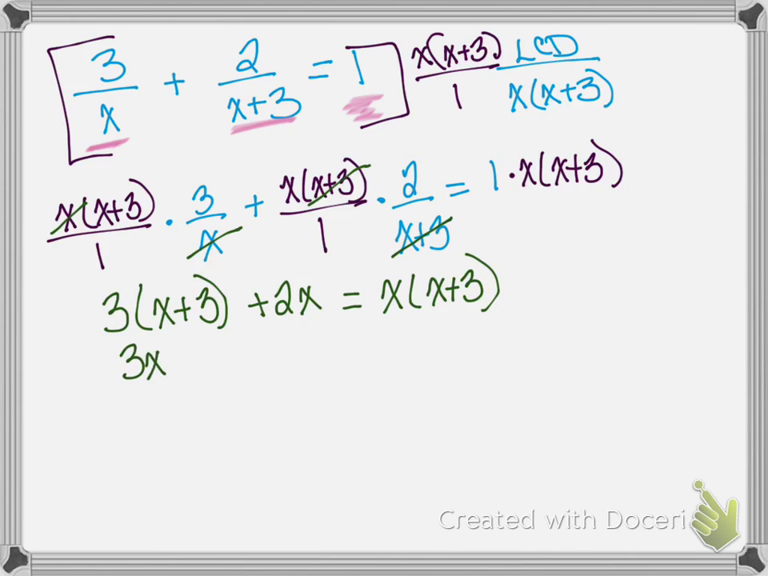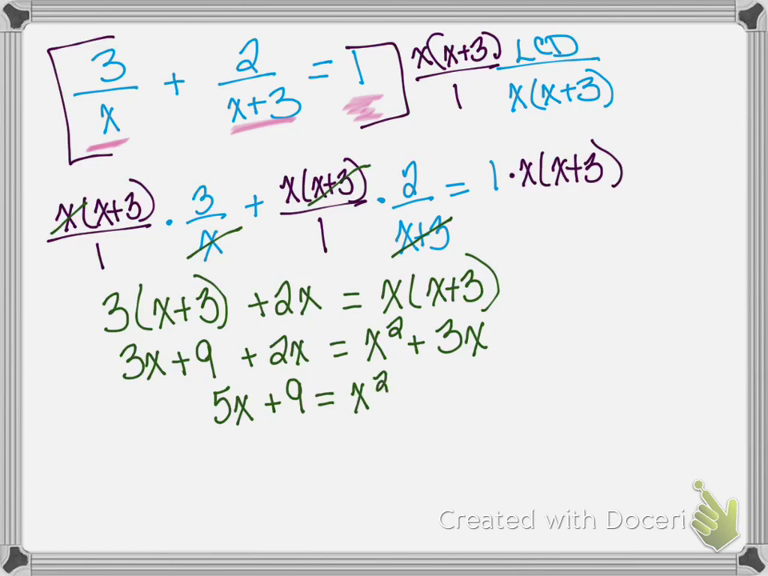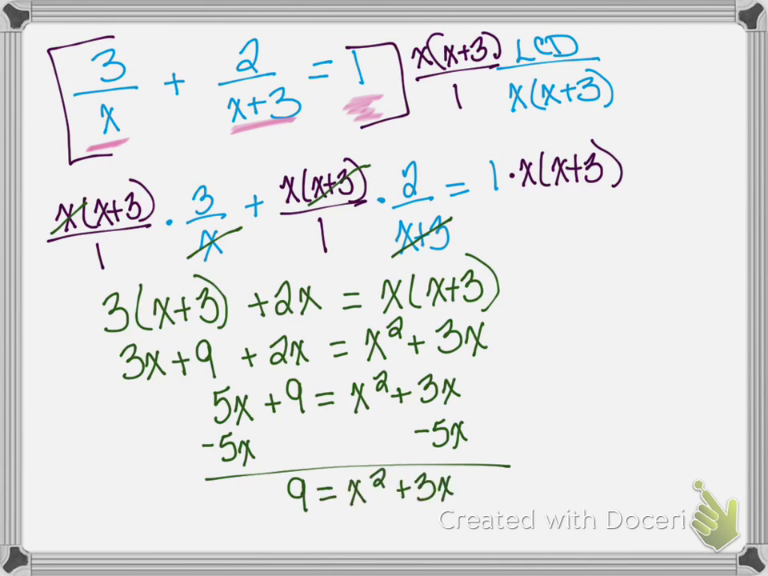So I have 3 times x and 3 times 3, so that's 3x plus 9. Then I'm keeping my 2x, and here I've got x squared plus 3x. And because of that x squared, we know it's a quadratic, and we're going to have to set it equal to 0. Okay? 3x and 2x is 5x. I subtract 5x from both sides. I'm left with 9 equals x squared plus 3x. I should have subtracted 9 at the same time, and I didn't.